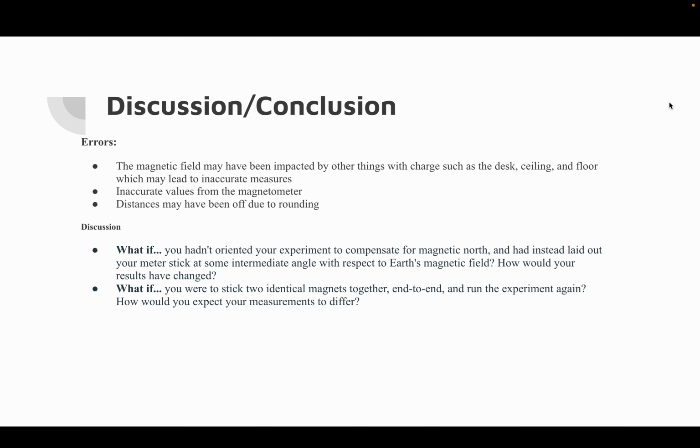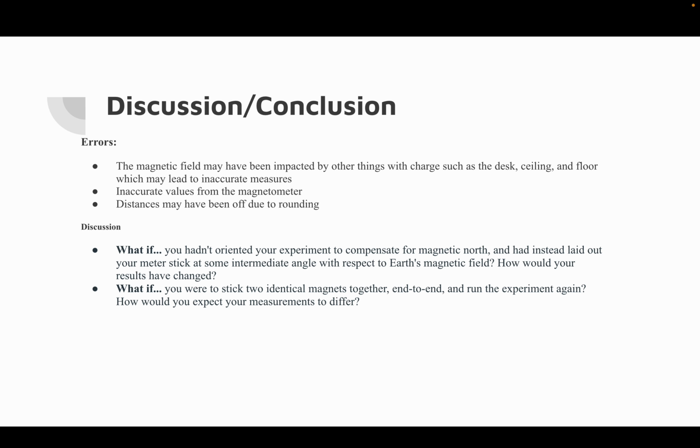To go on to the discussion and conclusion, there could have been errors in several ways. For example, the magnetic field may have been impacted by other things with charge, like the desk, ceiling, and floor, which could have led to inaccurate measures because each of those objects could interfere with the values we're looking for. The magnetometer itself may have had inaccurate measurements. In the first 3 trials I did, I realized my values were completely off, so I had to redo them. The distances may also have been off due to rounding; with the meter stick, we might have rounded a bit incorrectly.